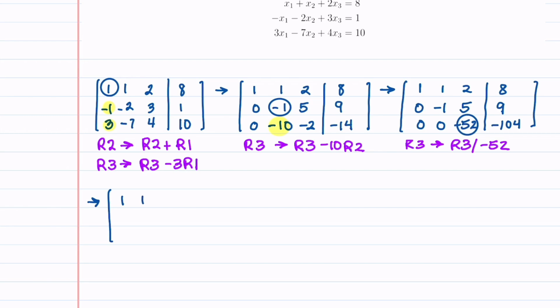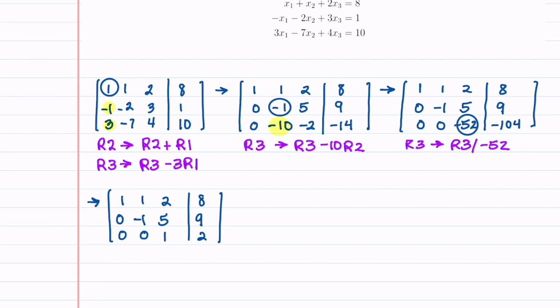Our first two rows are going to be the same. And then our third row, we're going to divide by -52, so we get a 0, 0, 1. And then it's nice that 52 goes into 104 2 times, so we get a 2 on our right-hand side.